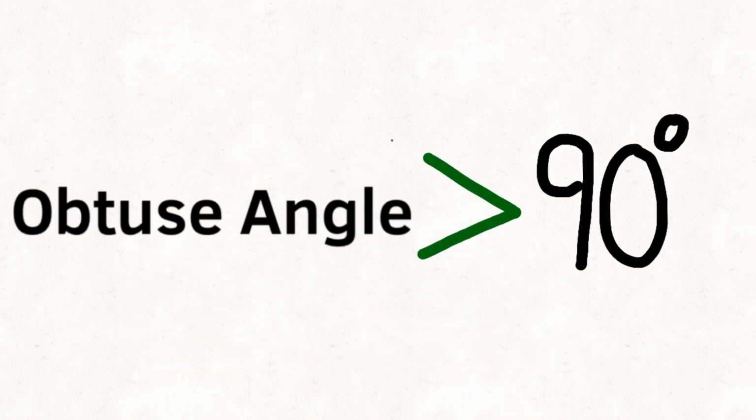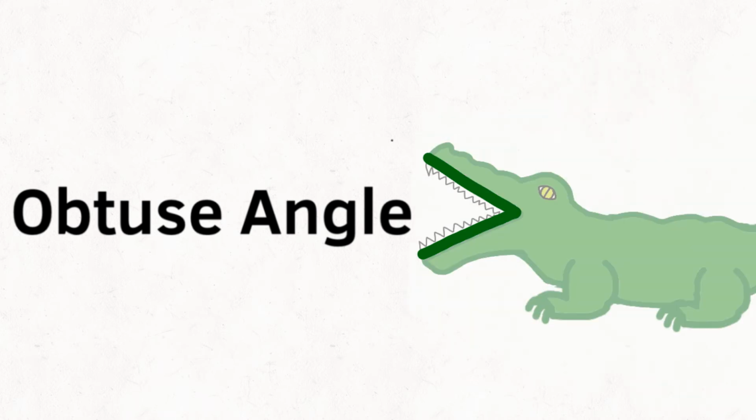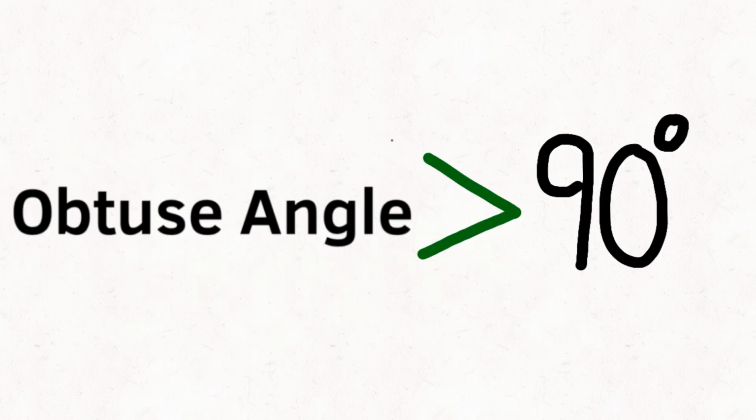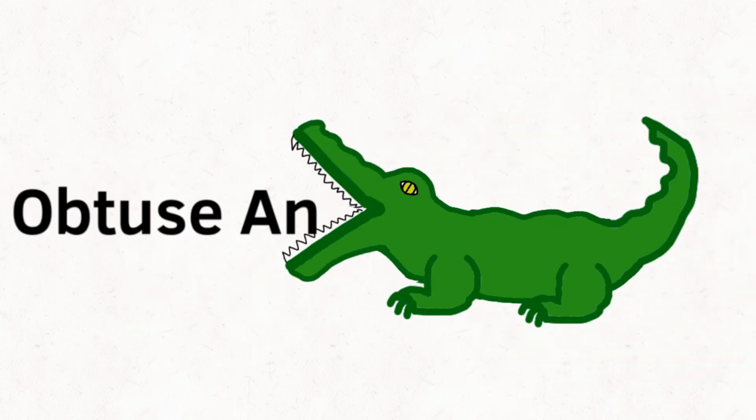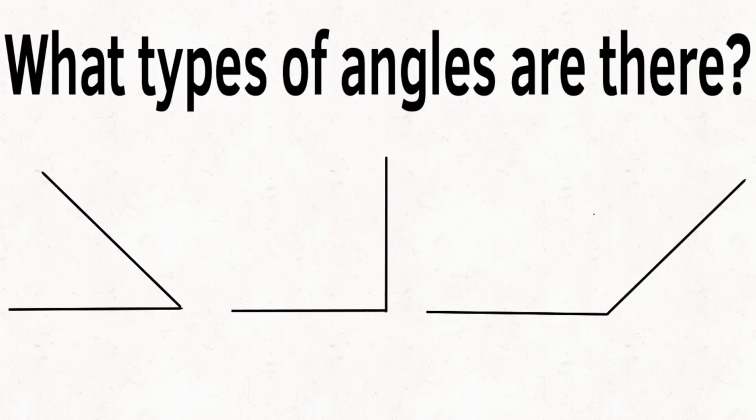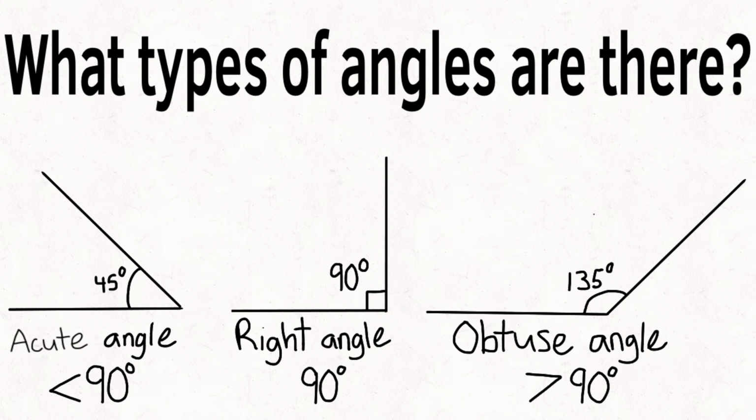The symbol in the middle shows that an obtuse angle is greater than 90 degrees. Remember, think of the symbol like an alligator mouth. It always wants to gobble up the larger number. Can you remember all the types of angles? An acute angle is less than 90 degrees. A right angle is equal to 90 degrees. And an obtuse angle is greater than 90 degrees.